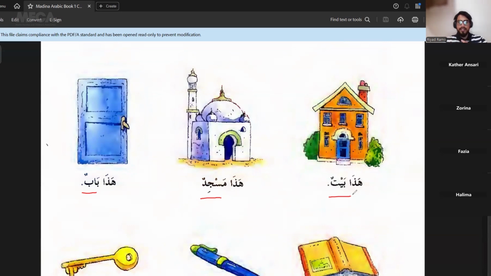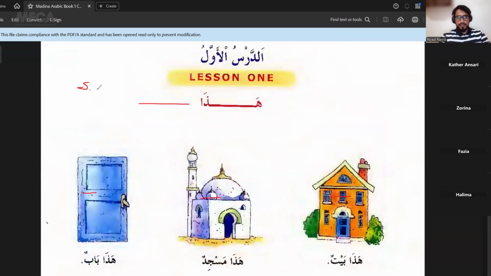Because in Arabic we have words that are masculine and feminine, right? Just like in Spanish. We talked about that, right? So right now this chapter is just singular masculine. Hada is referring to singular masculine words.